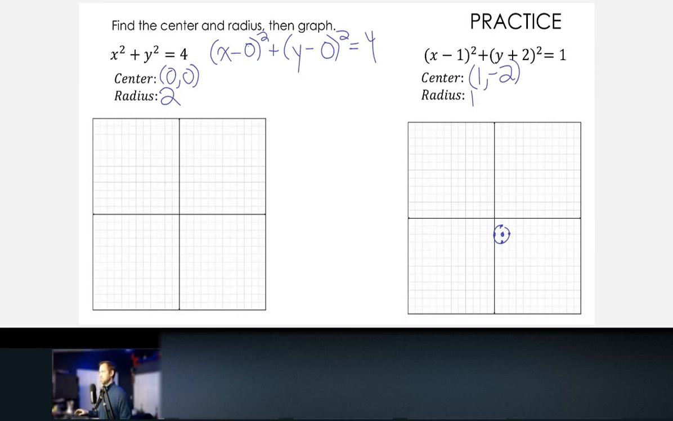Right. So there's your center. Up 2, down 2, to the right 2, and to the left 2. And then we do our circle. I'm going to get my circle tool out. All right, good enough. Good enough.